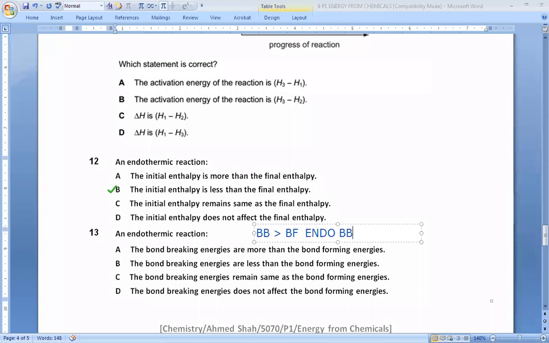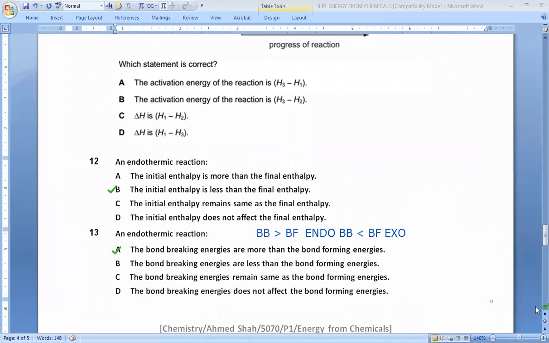But if bond breaking energies are less than the bond forming energies, the reaction is exo. In other words, you can say that the bond breaking energies, which are endothermic, are more than the bond forming energies. So beta, you can write the correct option as A. Bond breaking energies are more than the bond forming energies. If bond breaking energies are greater than bond forming energies, the reaction is endo. If bond breaking energies are less than bond forming energies, this is called exothermic.